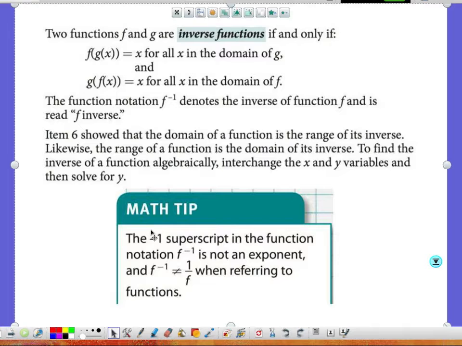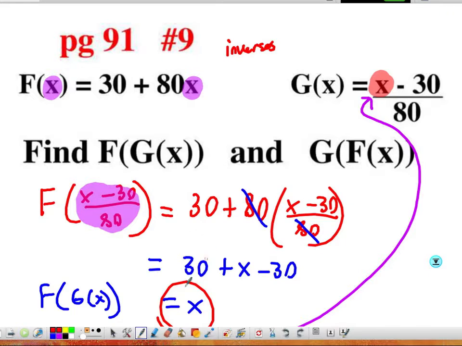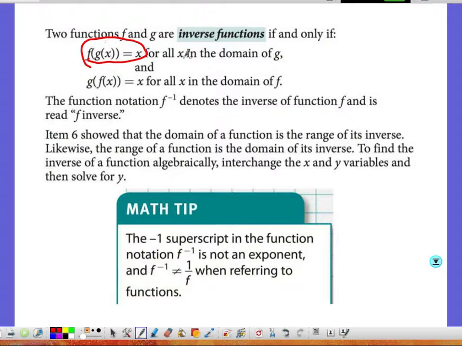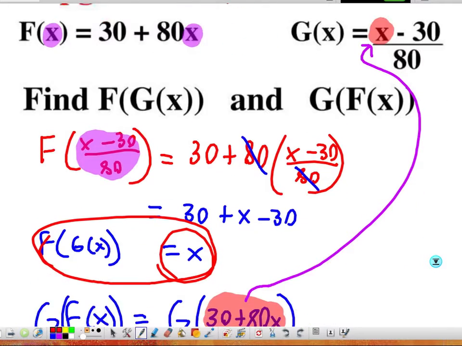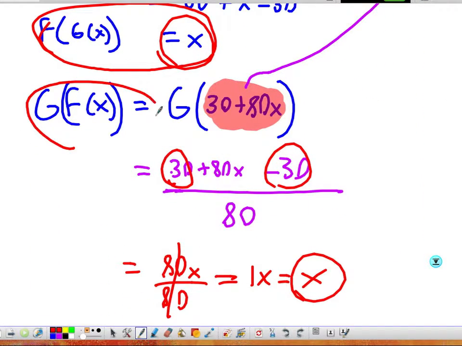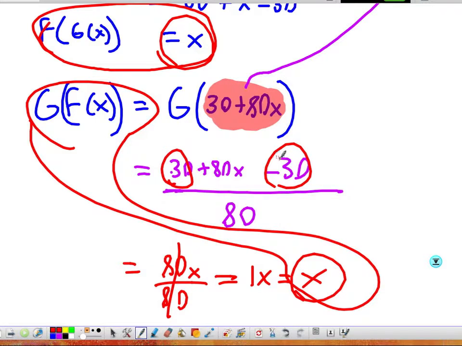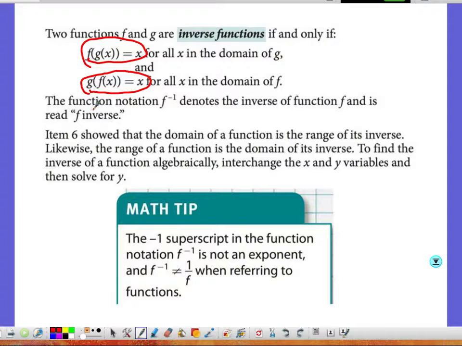Let me go back here. Did I show everything? Yep. Two functions f and g are inverse functions if and only if f of g of x is equal to x, which is what we got here, for all x in the domain of g, and g of f of x is equal to x, which is what we got right here, g of f of x, which is equal to x, for all x in the domain of f.